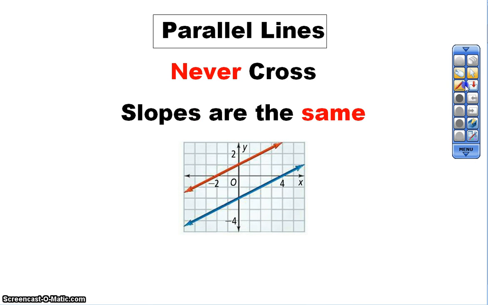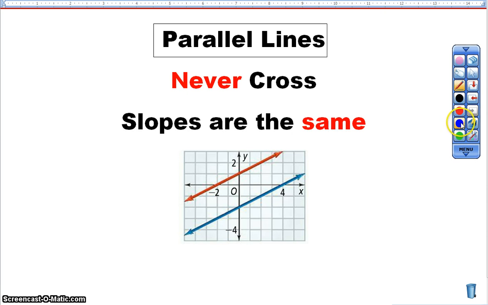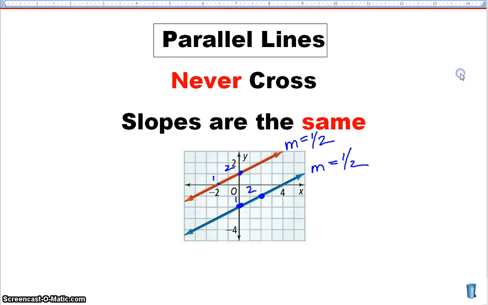So if I take a look at this first graph right here, and I count the slope rise over run of the red line, maybe I'm going to go from this point to this point. I'm going to rise 1 and run 2. So the slope of the red line is going to be 1/2. The slope of the blue line, let's just say I'm going from that point to this point. Always got to pick a point where your grids come together. I would rise 1 and I would run 2, so the slope of the blue line is also going to be 1/2. So slopes of parallel lines are going to be the same.